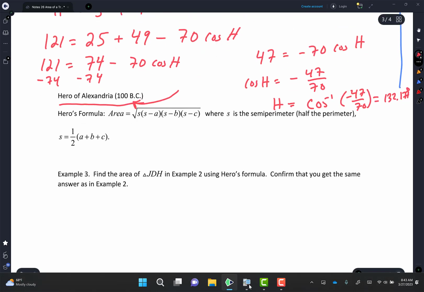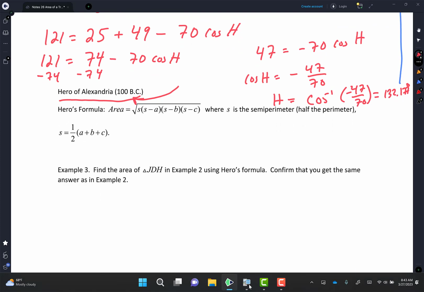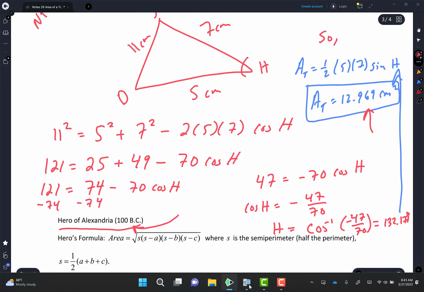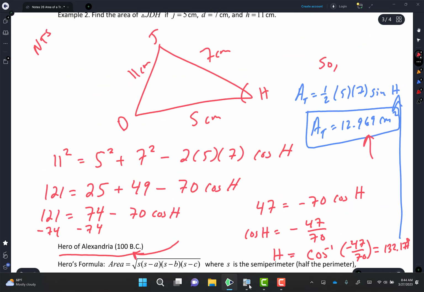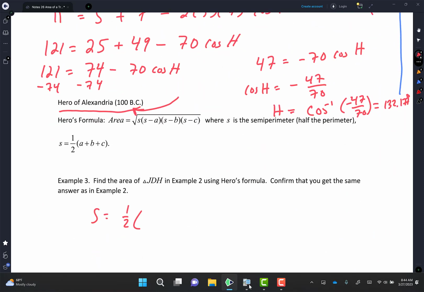And so example 3 says this. Find the area of the triangle JDH in example 2, the one we just did, using Hero's formula. Confirm that you get the same answer. So let's see if we do. It says that S is equal to 1/2 times (A plus B plus C). Those are the little sides: 5 plus 7 plus 11.